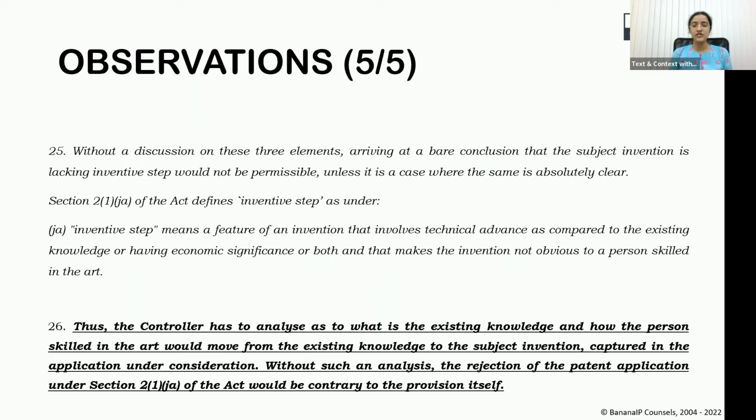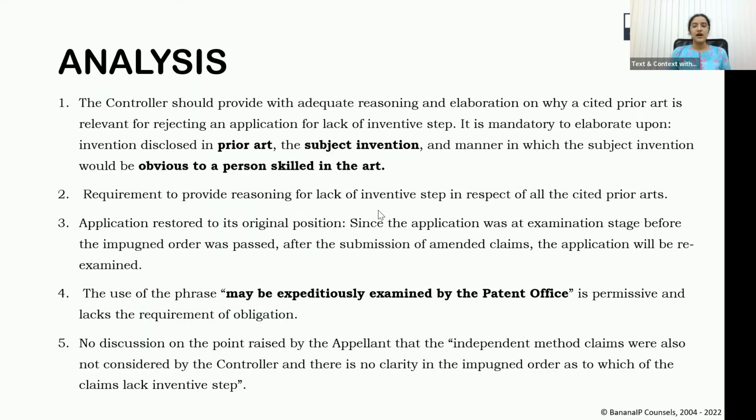Thus, the controller has to analyze as to what is the existing knowledge and how the person skilled in the art would move from the existing knowledge to the subject invention captured in the application under consideration. Without such an analysis, the rejection of the patent application under section 2(1)(j) of the Act would be contrary to the provision itself. Now, discussing the following points for analysis.